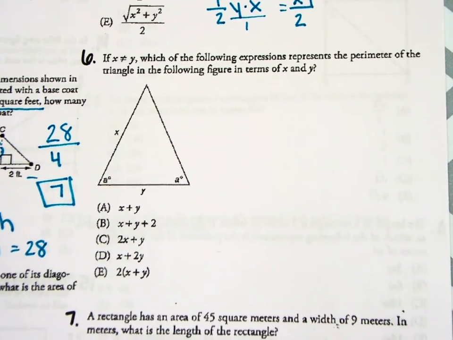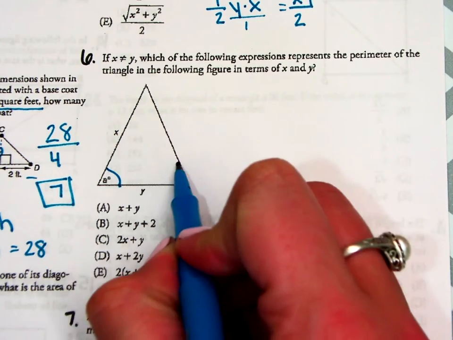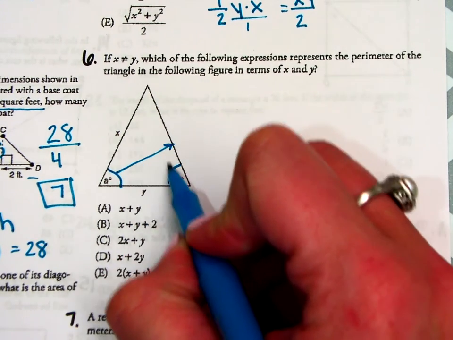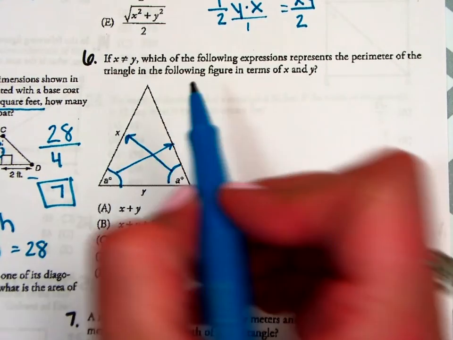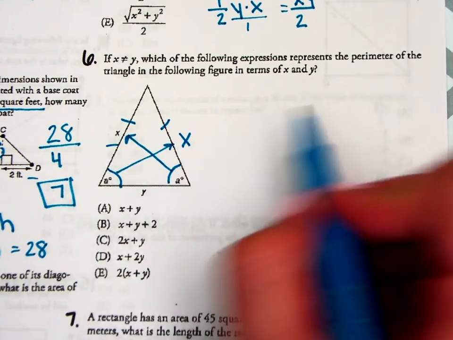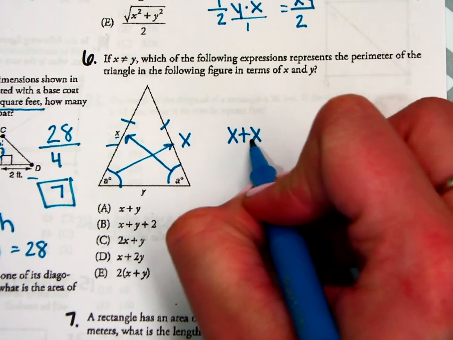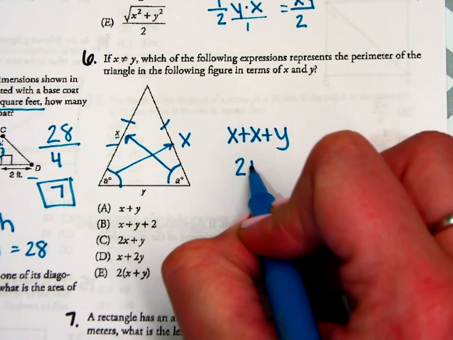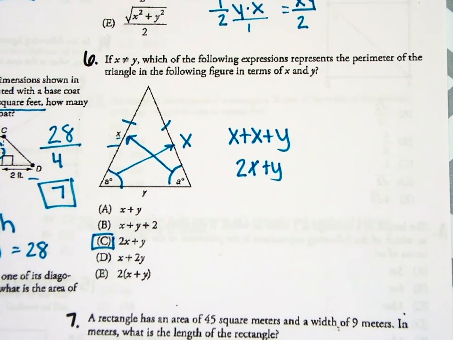Number 6, X does not equal Y. Which of the following expressions represents the perimeter of the triangle? Now, this triangle is isosceles, and I can see that I have two equal angles. The sides that are opposite the equal angles, if it's isosceles, those are called legs, and the sides are also equal. So if this side is X, this side is X. So perimeter would be adding all the sides together. So X plus X plus Y equals 2X plus Y. So the perimeter is C.